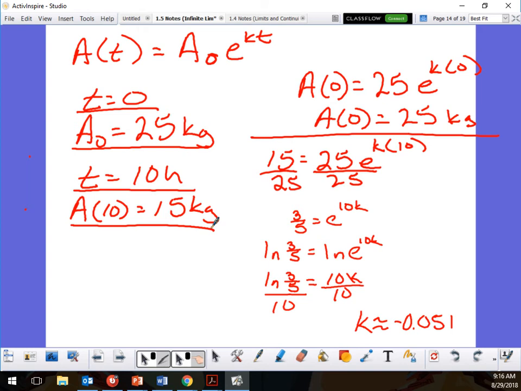So now this is an ln rule, so it is a natural log. To undo an e, we ln both sides. That's going to cancel out my e, so I'm left with the 10k. So ln of 3 over 5, then divide by 10 to get k by itself, because I needed a value for k. I have to have that value. That is the rate of decay. This is my rate of decay.